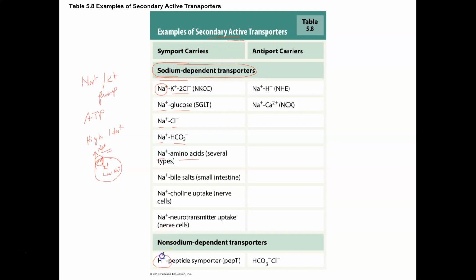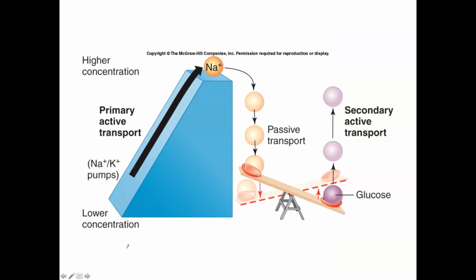We do have other, let's say, hydrogen-dependent ones. So there are going to be examples. What I want to show you in this diagram is how this secondary active transport would be set up. So the primary active transporter, the sodium-potassium pump, is creating a potential energy situation. By pumping sodium out of the cell, you are creating that high concentration of sodium outside of the cell.